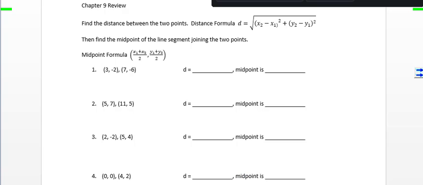In chapter 9.1, we use the distance and midpoint formula. So you need to understand that your first point is always x, y, and this is the first point, so it's x1 and y1. Your second point is x2, y2. To get your distance, you're going to use the distance formula.